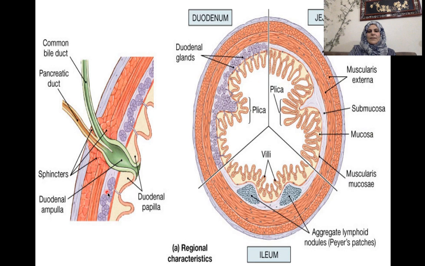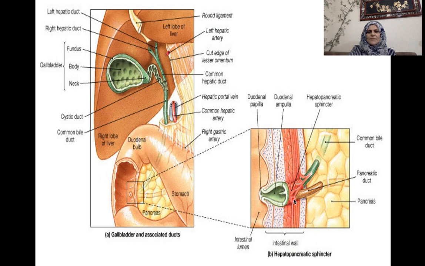Okay, this is another view. This here is the sphincter, the hepatopancreatic sphincter. This is the lesser omentum to the stomach. The free margin of the lesser omentum, the right free margin of it, gives attachment to the first part of the duodenum.